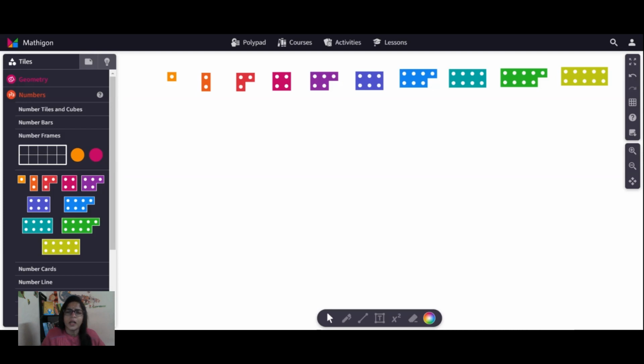Now, I have placed here all these blocks which have one dot, two dots, three dots, right? So let's name the numbers and write the numeral form of it. There's one, two. How many dots are there? That's what we are trying to see and write. Three, four, five, six, seven, eight, nine, 10. Do you agree? If you don't agree, pause the video and just count the dots. You will see the numbers are exactly correct.